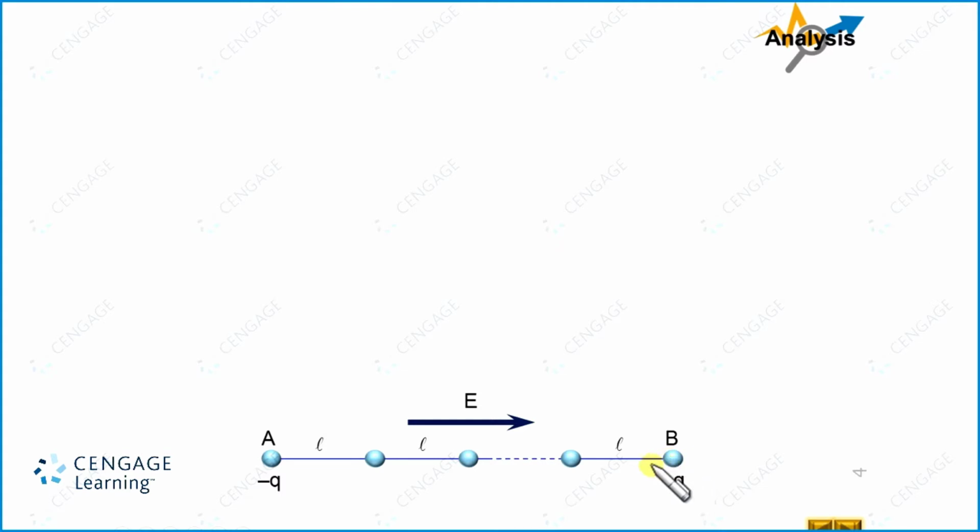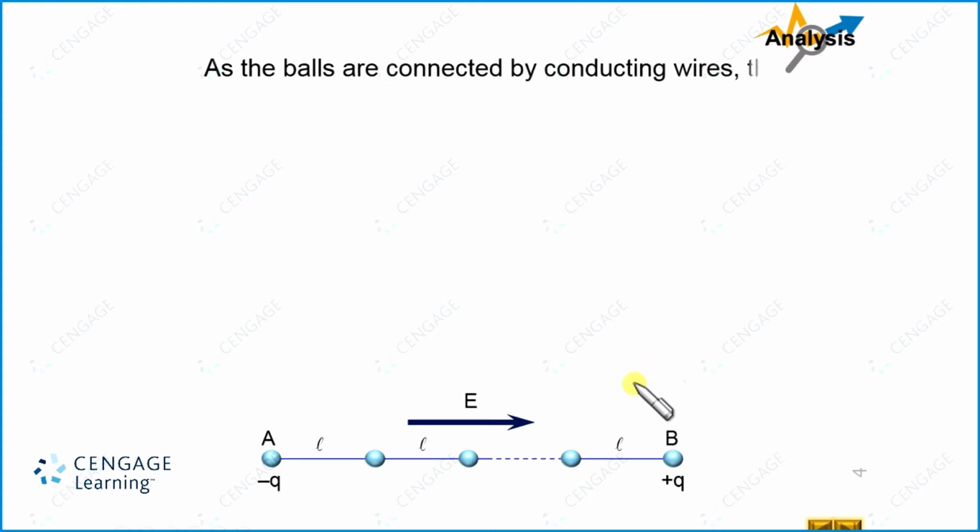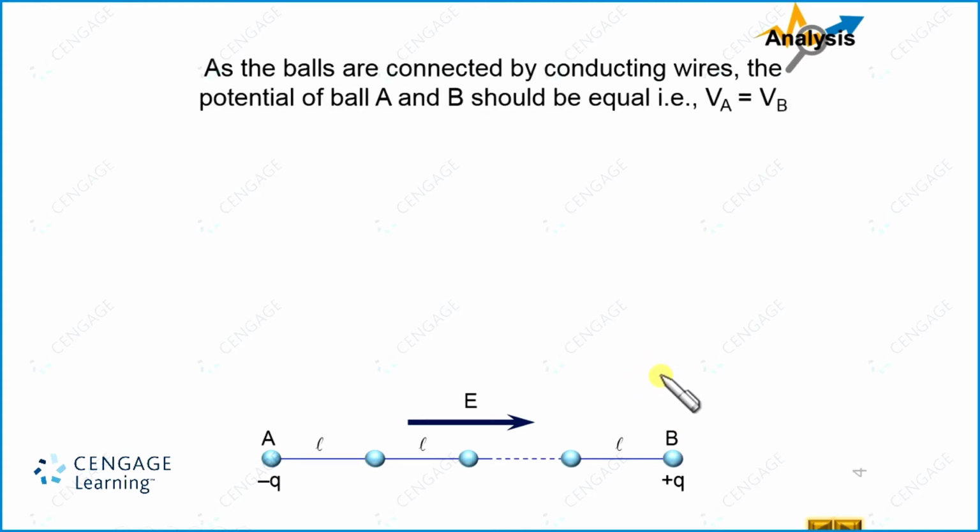Second point, if we observe, the balls are connected by a conducting wire, that means the potential of ball A should be equal to the potential of ball B, that is VA equals VB. Now, the potential of ball A has a part due to its own charge, which is the induced charge minus q, and a second part due to the medium or surroundings, and here we can observe the electric field E is present.